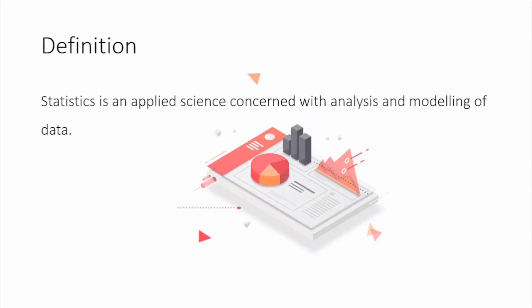So we'll start off with the definition. Statistics is an applied science concerned with analysis and modeling of data. Especially in our data science context, we'll be using it for analyzing our data and to make decisions out of it, right? It helps us in decision making. So statistics is like a great tool for us. In this course, we will help illuminate these concepts and clarify their importance in the context of data science and big data, right?